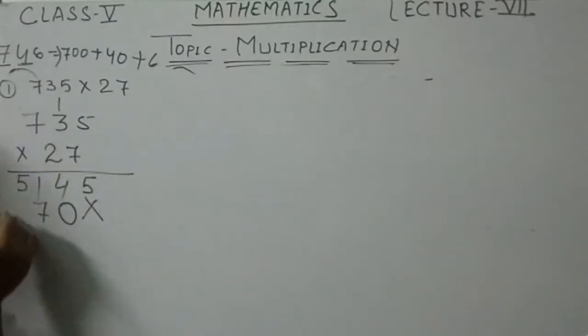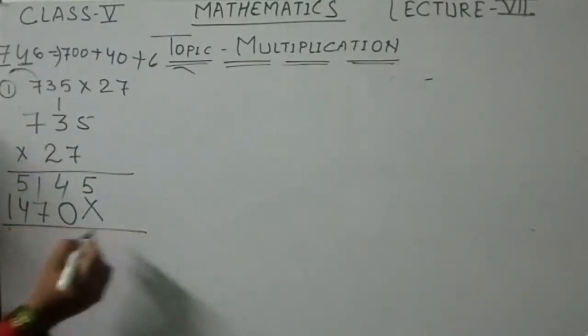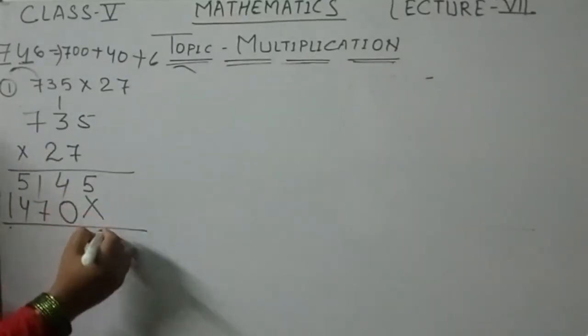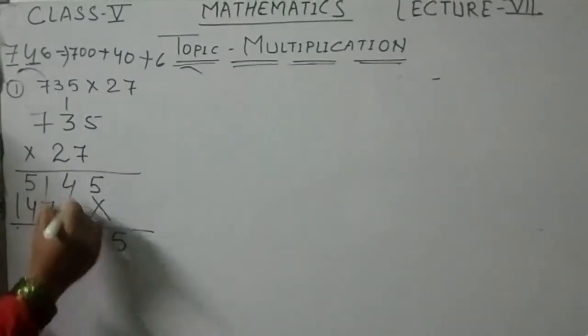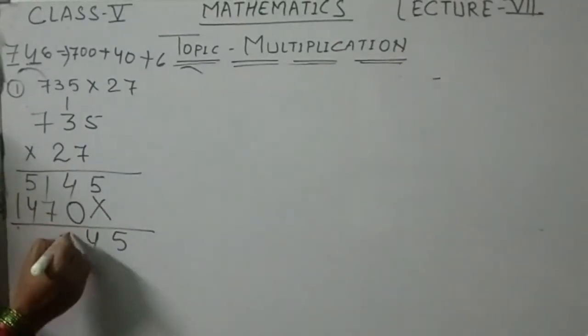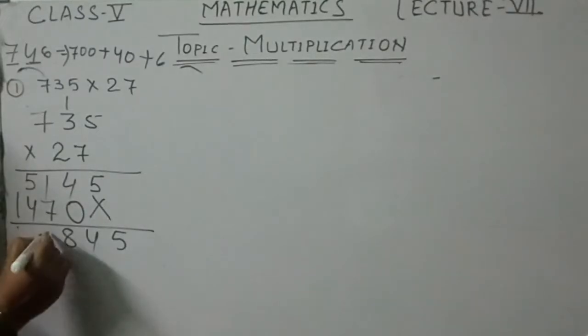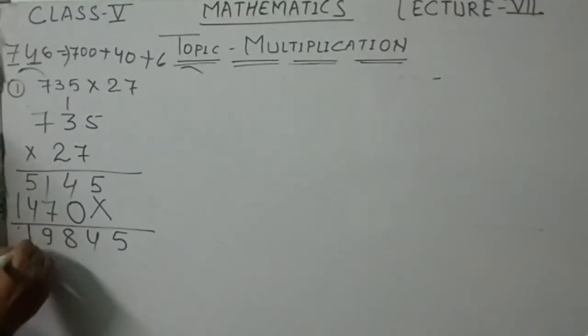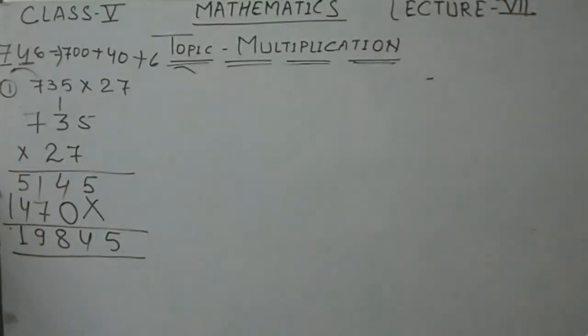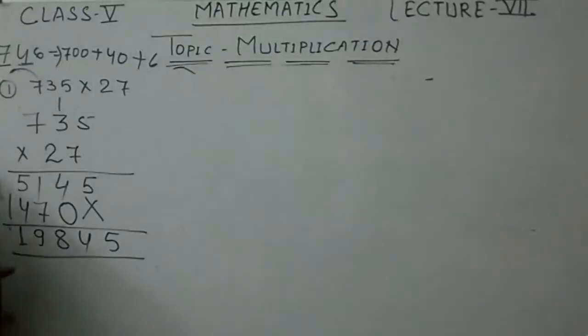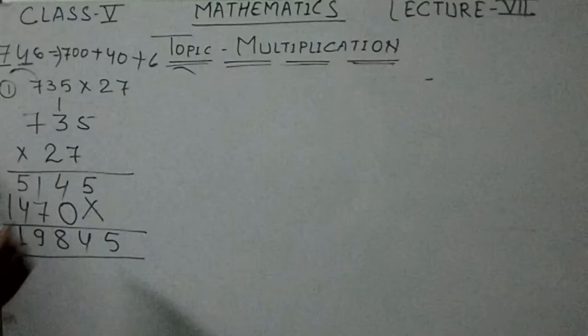Write here 14 and now add together. What is the answer here? 4, 5; 4 plus 0, 4; 7 plus 1, 8; 5 plus 4, 9; and 1. Okay, that means your answer is 19,845.